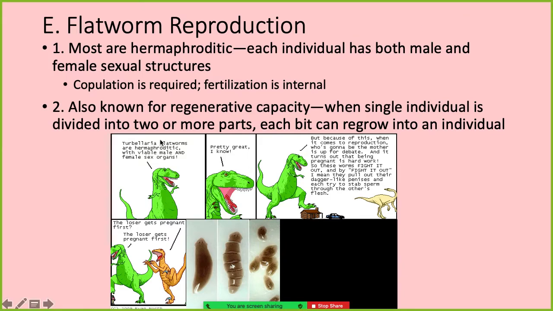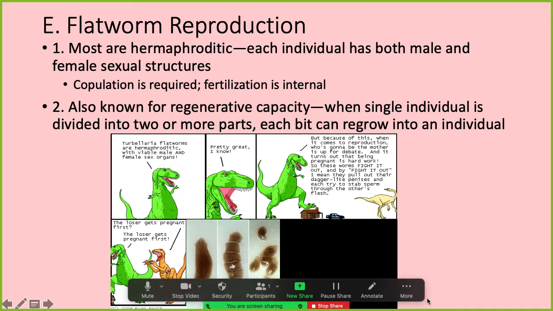But I have a little comic strip here. It says Pseudoceros flatworms are hermaphroditic with viable male and female sex organs. Pretty great, I know. But because of this, when it comes to reproduction, who's going to be the mother is up for debate. And it turns out that being pregnant is hard work. So these worms fight it out. And by fight it out, I mean they pull out their dagger-like penises and try to stab sperm through the other's flesh. The loser gets pregnant first. I don't finish the rest of it because I'd probably get in trouble for the comic strip.